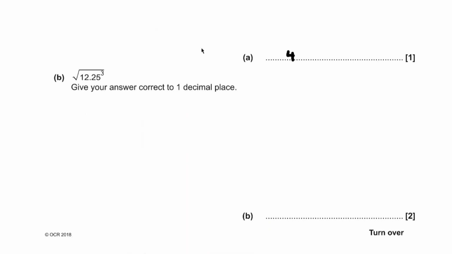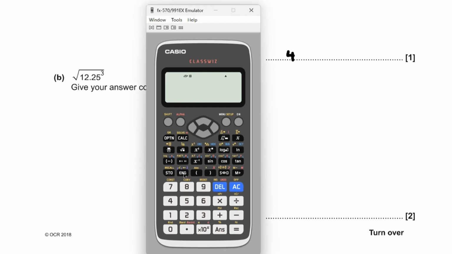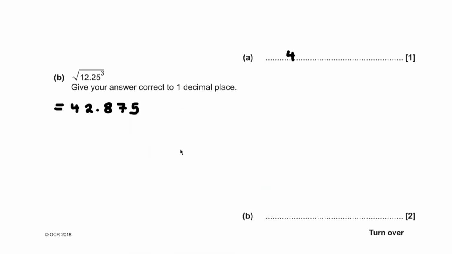Part B, we have to work out the square root of 12.25 cubed, correct to 1 decimal place. So, if we use our calculator to work this out, we have the square root of 12.25 cubed, it turns out we get a value of 42.875, which we need to write to one decimal place.